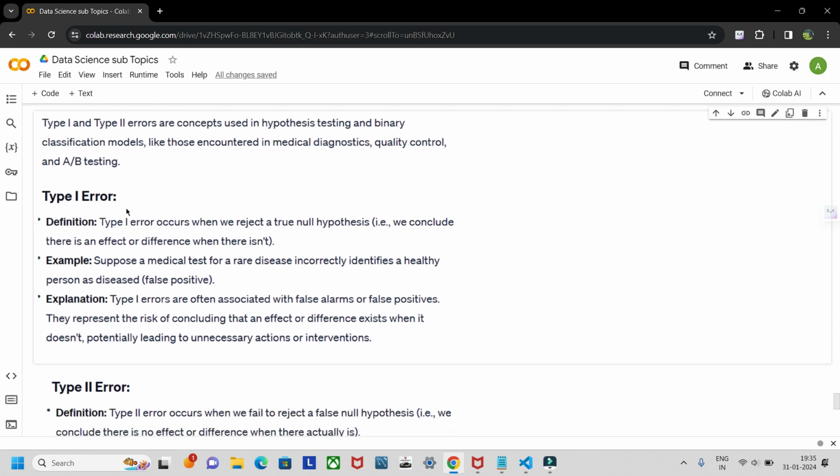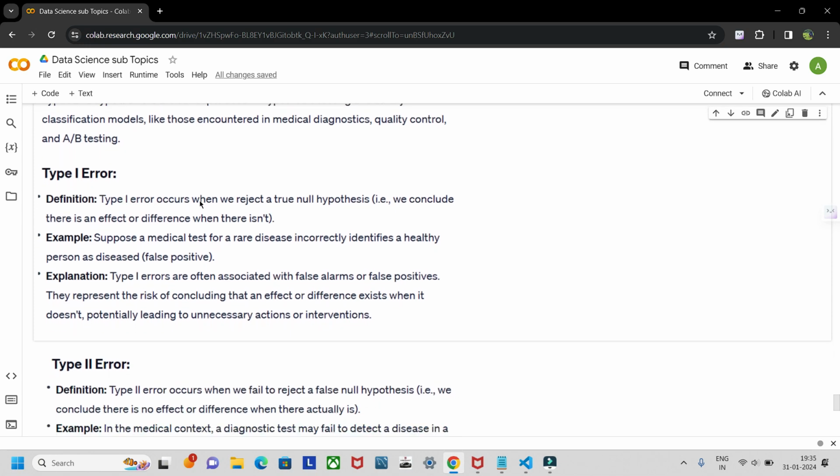Let's understand type 1 error here. A type 1 error occurs when we reject a true null hypothesis, that is, we conclude there is an effect or difference when there isn't. Don't get confused, I will explain with an example. Suppose a medical test for a rare disease incorrectly identifies a healthy person as diseased. This is termed a false positive or type 1 error.